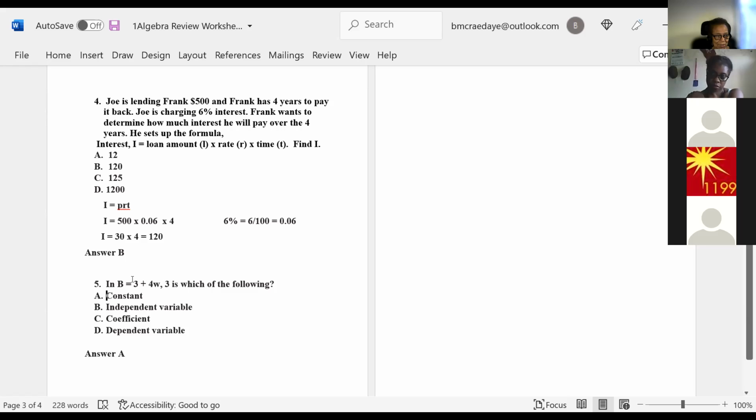No problem. So you look at this equation and you say, well, I have a B, I have a 3, I have a 4, I have a W. Now I know my variables have to be letters from A to Z. So I know my variables have to be B and W. But if I have a number by itself, then that's my constant. So you have to make sure you read them correctly.